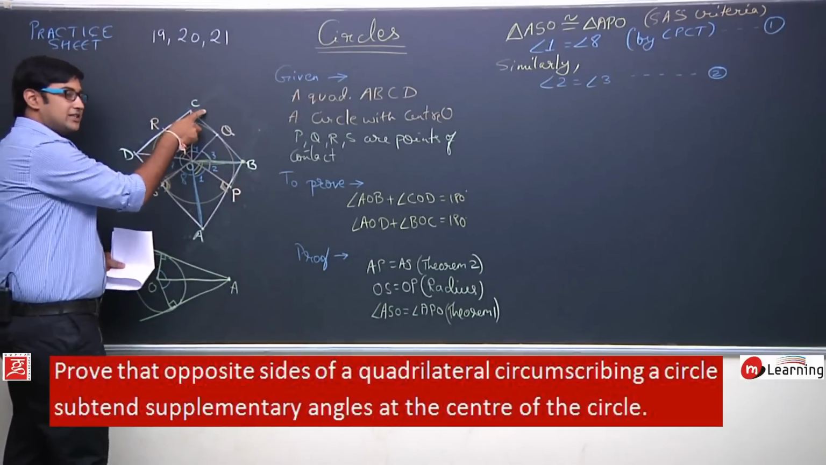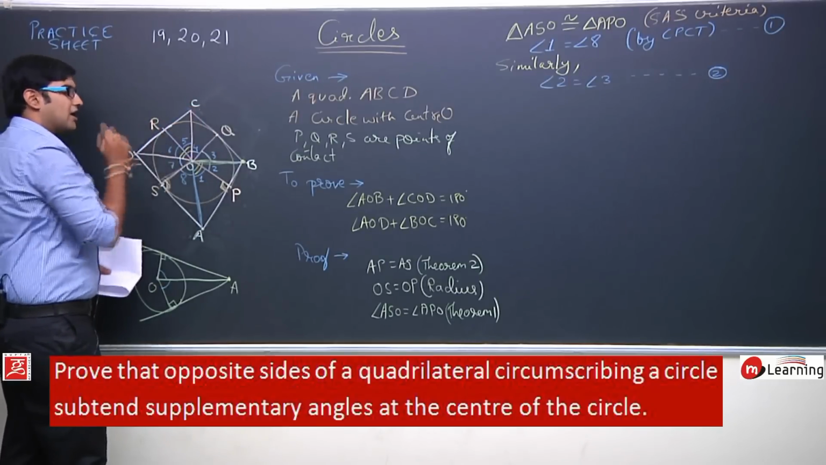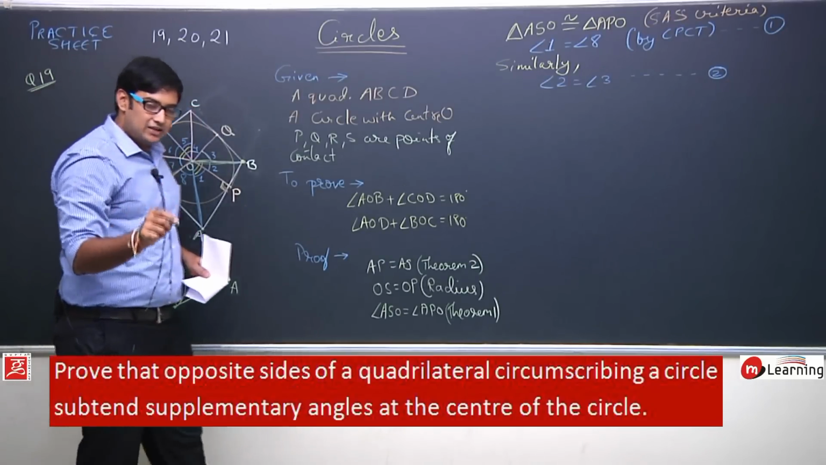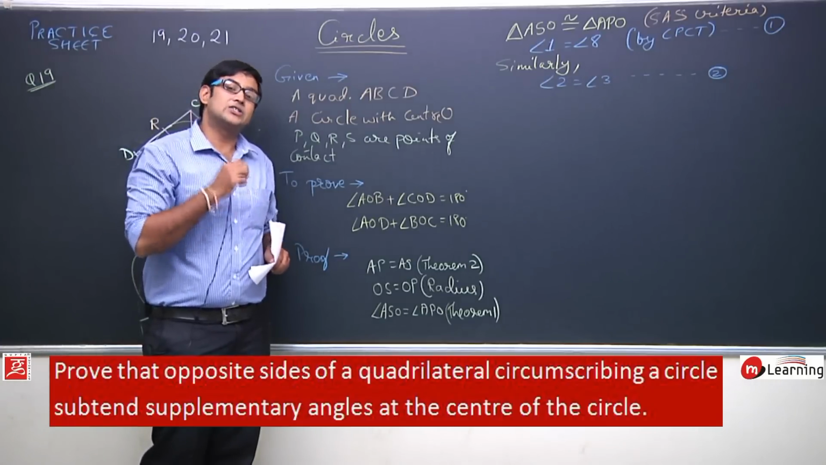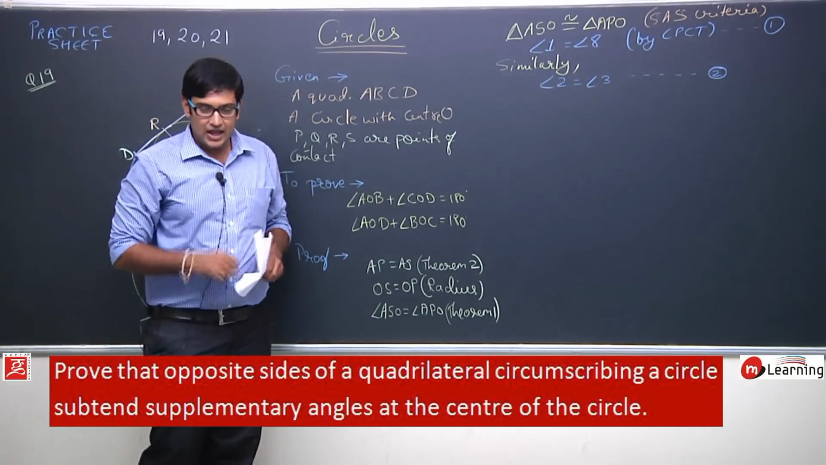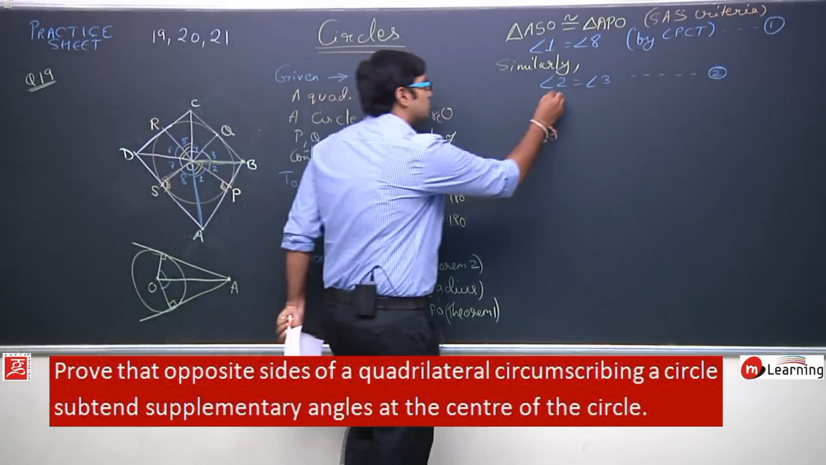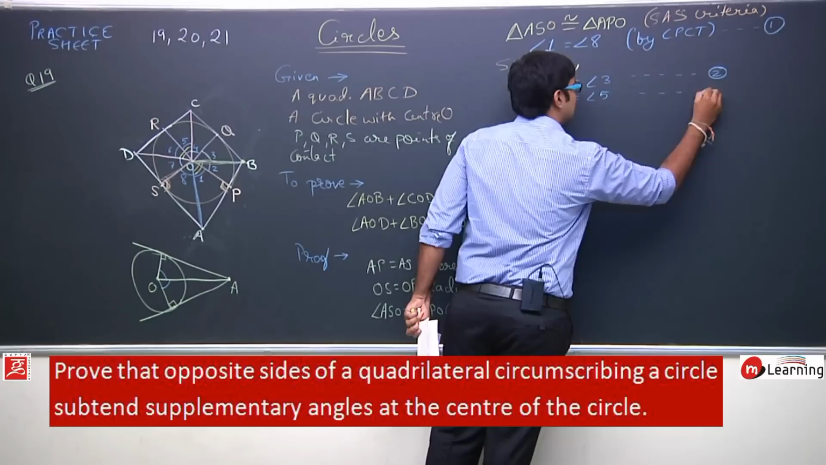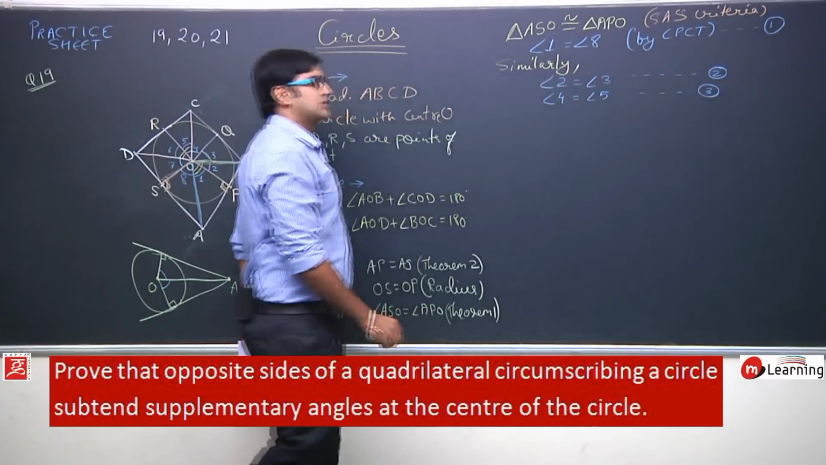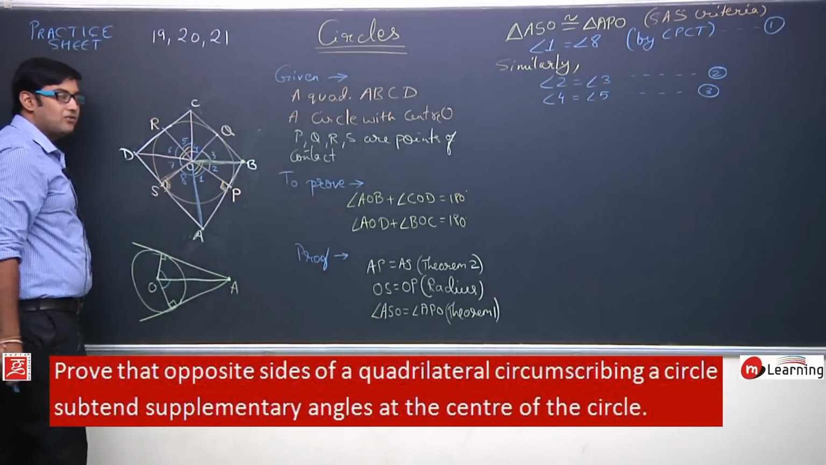From point C you can see there are two triangles, COQ and COR. So you can very easily, very comfortably prove COQ and COR as congruent triangles, and by that you are going to have angle 4 equal to angle 5. This will be the third equation: angle 4 and angle 5 will be equal.